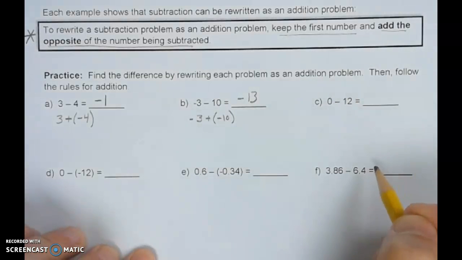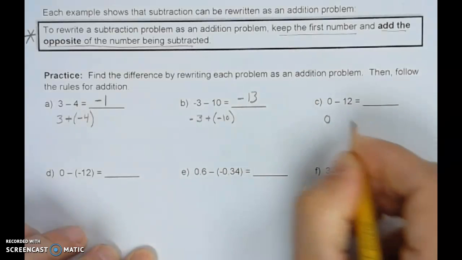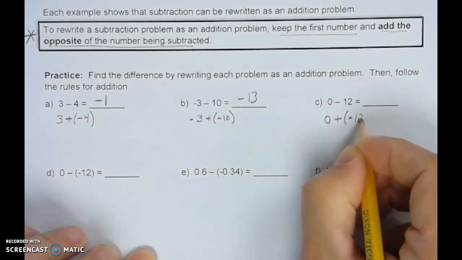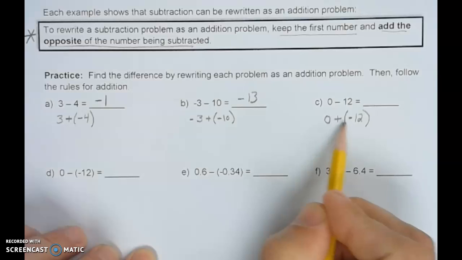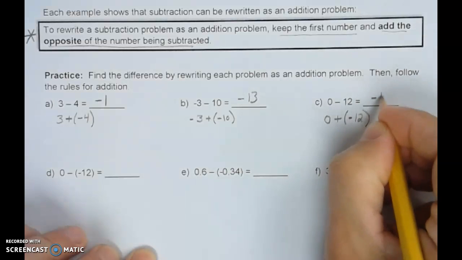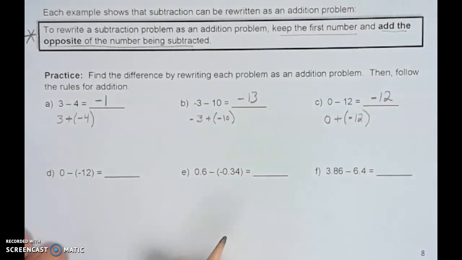0 minus 12. Now don't fall for a trick here and just say that the answer is 12. Rewrite this as an addition problem. 0 plus the opposite of 12 is negative 12. Keep the first, add the opposite of the second number. 0 plus negative 12 is negative 12. So 0 minus 12 is negative 12.